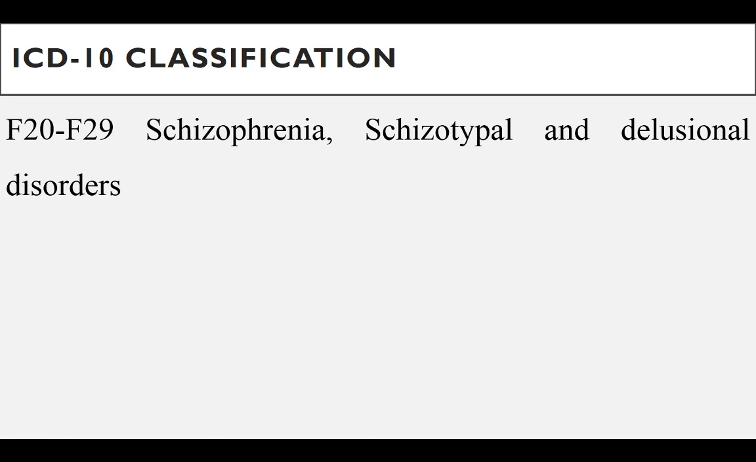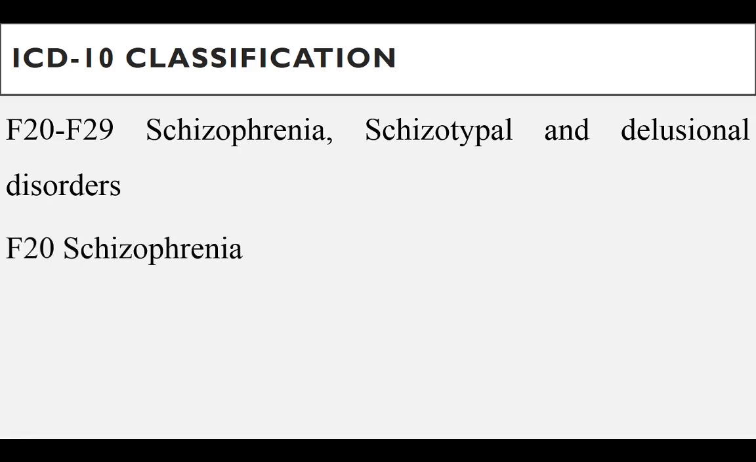Okay, now, what is the ICD classification of this? This we have studied. We will just see it again. F20 to 29 is schizophrenia, schizotypal and delusional disorder. What is F10 to 19? We have substance use disorder. What is F0 to 09? We have organic brain disorder. Then F20 to 29, we have schizophrenia, schizotypal and delusional disorder. Why does it end at F29? Because at F30, mood disorder started.